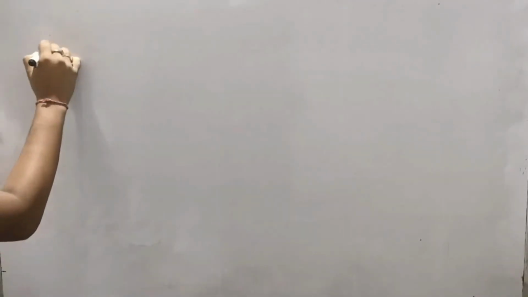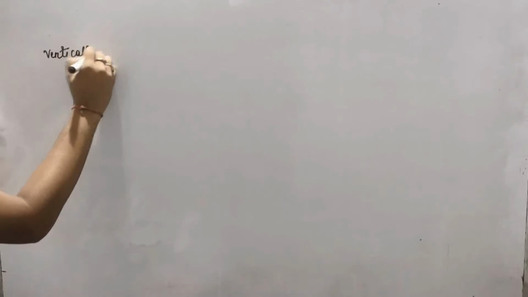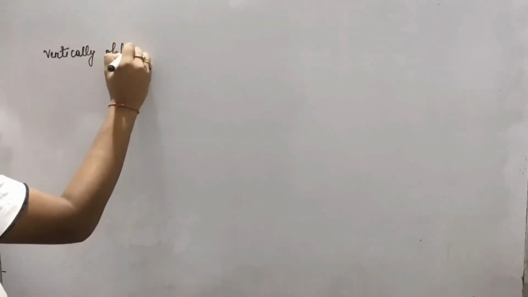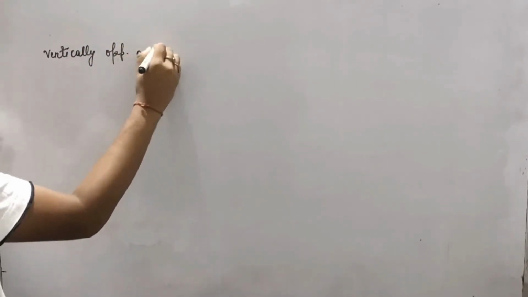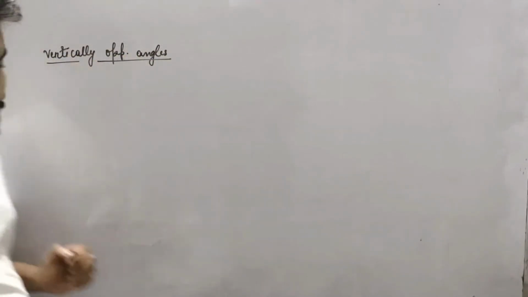Okay, so now the next property we will discuss. The next property is vertically opposite angles. So what are vertically opposite angles?